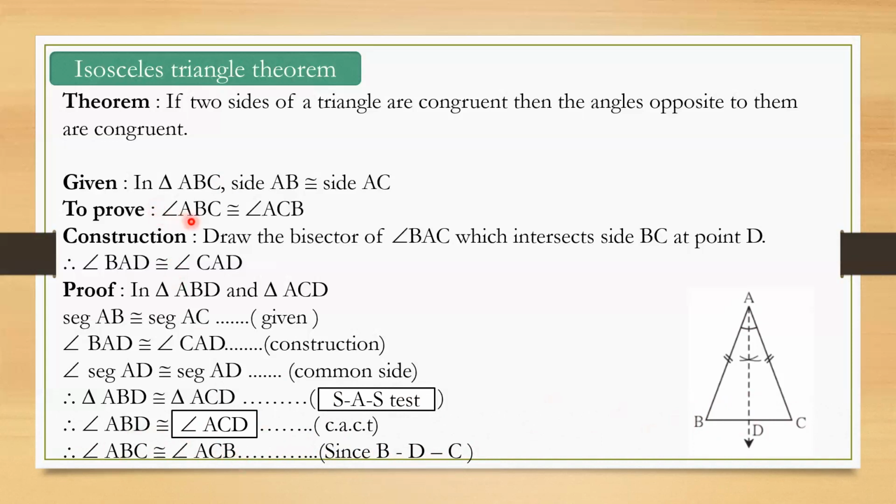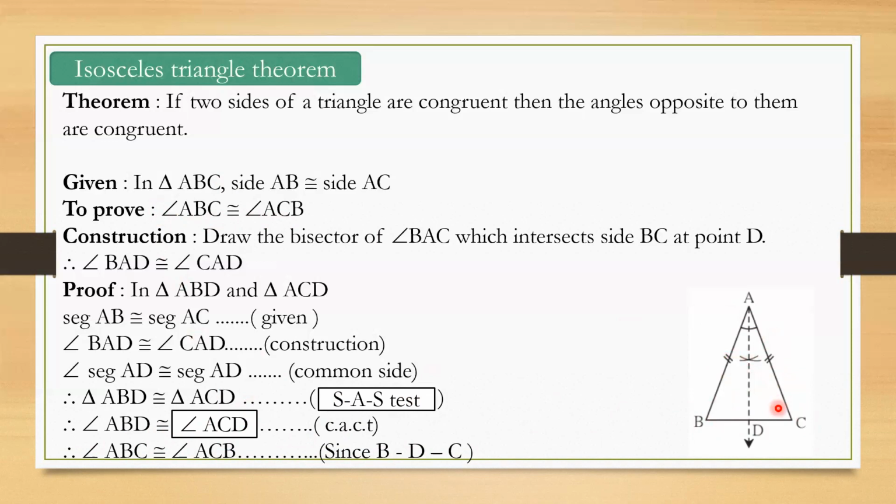So in the proof, you can see here angle ABC is congruent to angle ACB. That is what we had to prove. So we easily proved that the angles opposite to the congruent sides are also congruent. So if two sides are congruent, then the two angles opposite to them will also be congruent to each other. That is what we have proved.